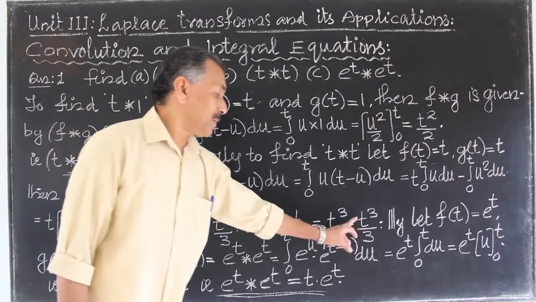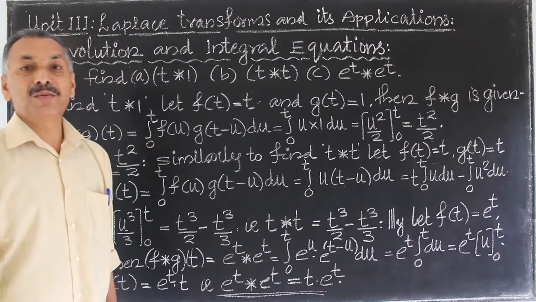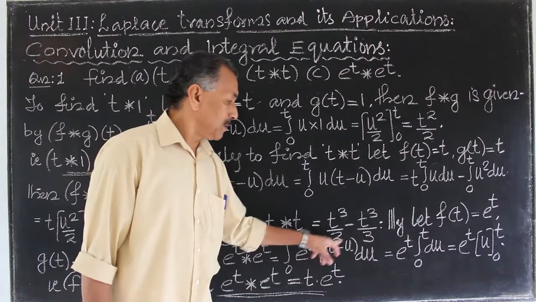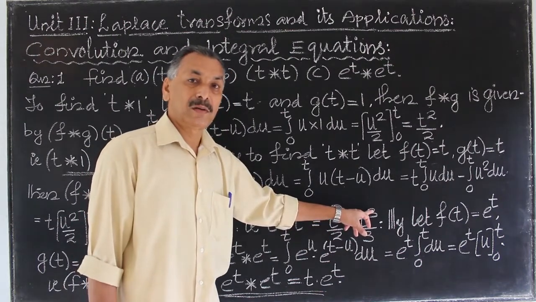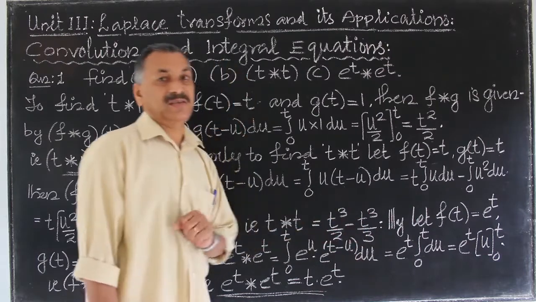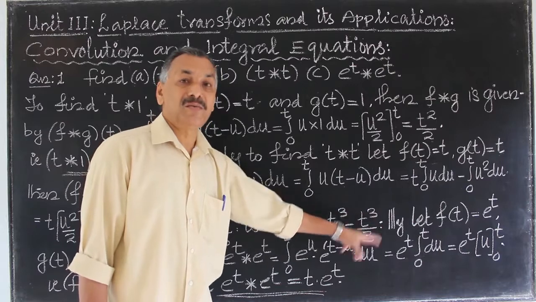t cube divided by 2 minus t cube divided by 6. That's what we will simplify: 3t cube minus 2t cube, which means t cube divided by 6. That is, t after t is equal to t cube divided by 6.